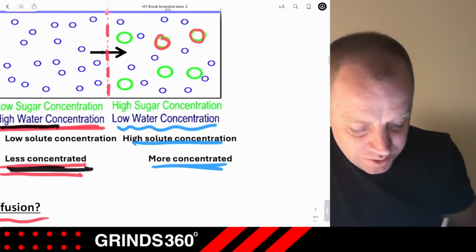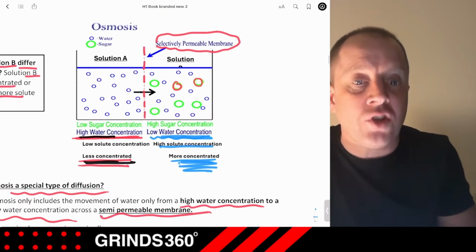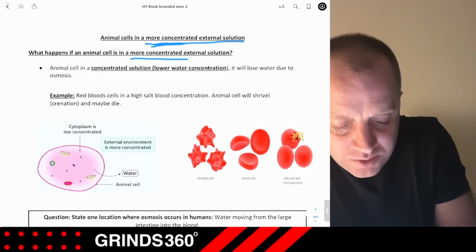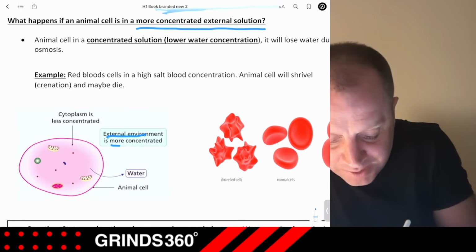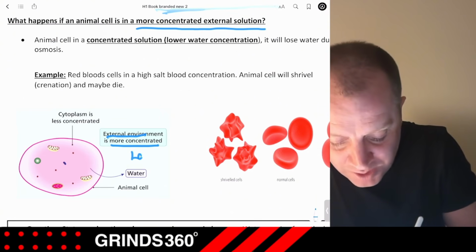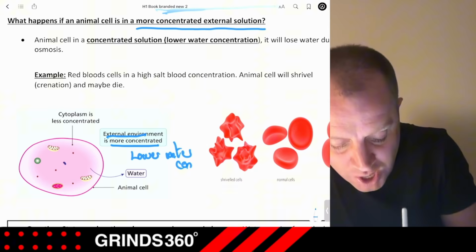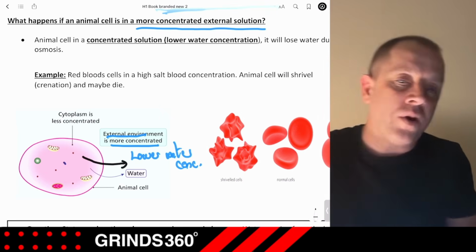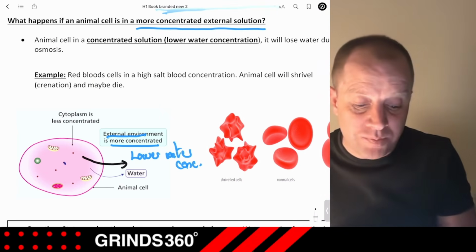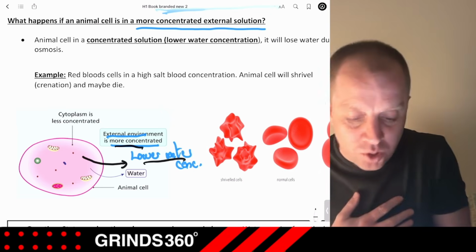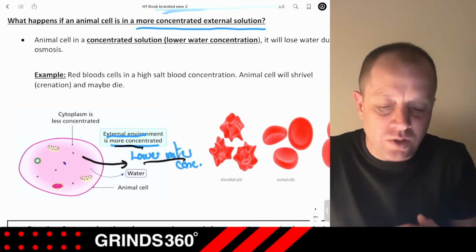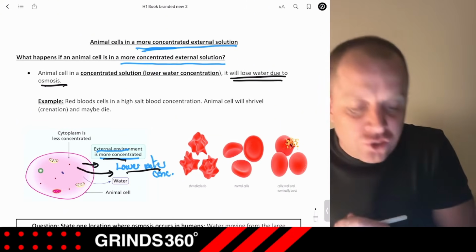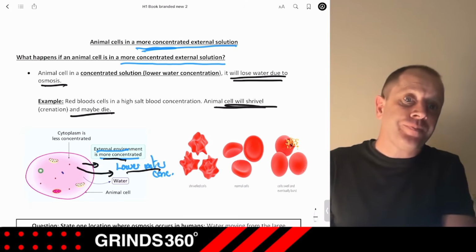If it's more concentrated, it means it's got a lower water concentration on the outside. So if the animal cell is in a more concentrated external solution, so the outside environment is more concentrated, that means it's got a lower water concentration. And due to osmosis, water always goes from an area of higher water concentration to an area of lower water concentration. Inside the cell has the higher water concentration. Outside the cell has the lower water concentration because it's more concentrated, more solute in it. So therefore it's a lower water concentration. So due to osmosis, the animal cell will lose water due to osmosis. The animal cell will shrivel and it dies. And you don't want that to happen.